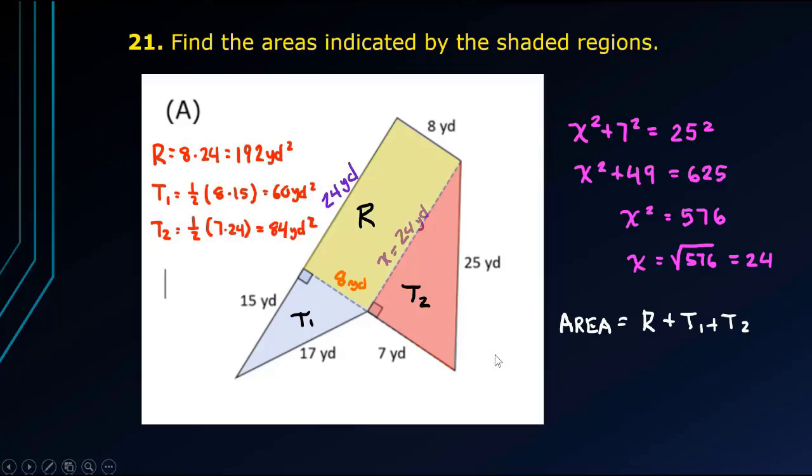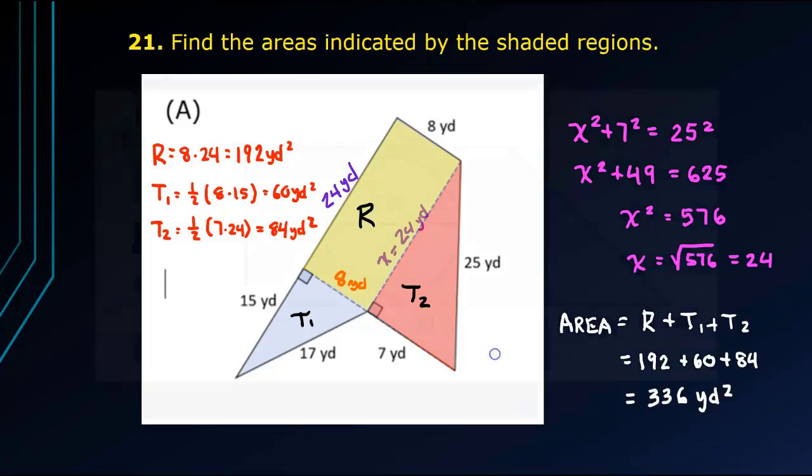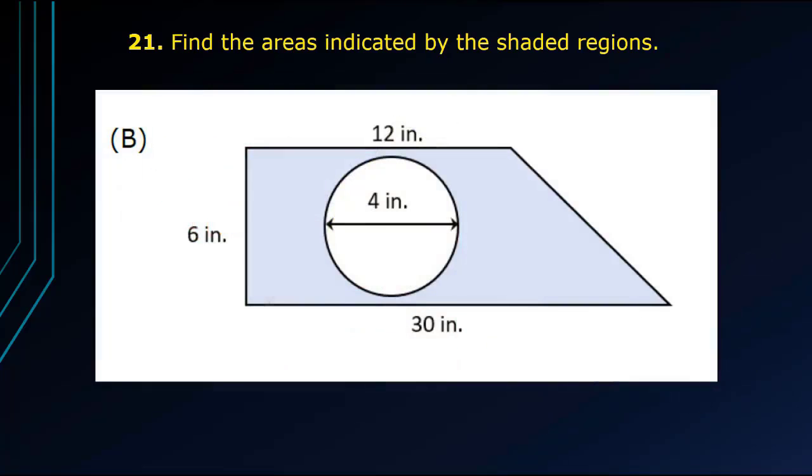And as you can see here, I worked them all out. And when I add those together, I get 336 square yards. Now this one's a little bit different because instead of adding things together, I'm going to be subtracting. I basically have the area of a trapezoid with the area of a circle being removed from it.